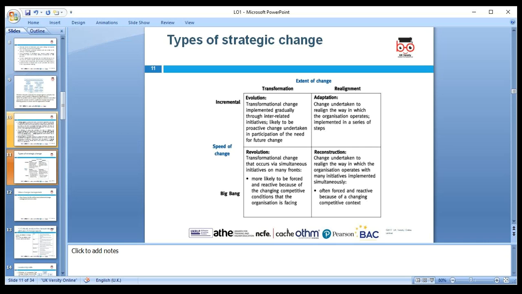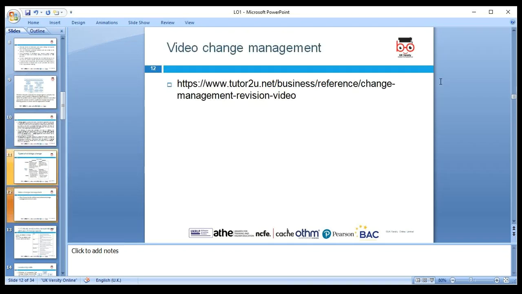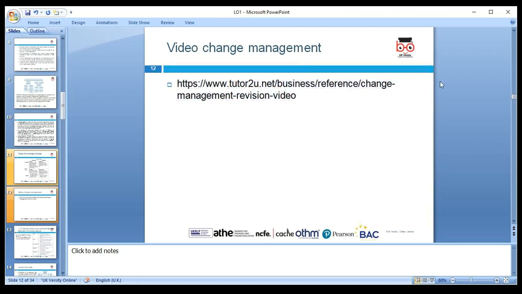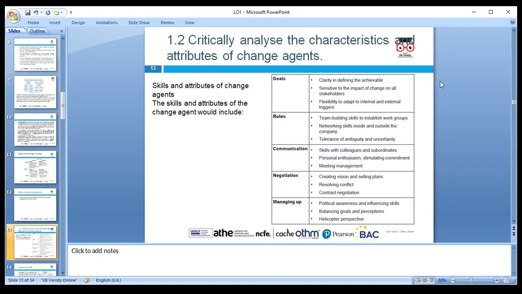Realignment and adaptation is change undertaken to realign the way in which the organization operates, implemented in a series of steps. Reconstruction is change undertaken to realign the way in which the organization operates, with many initiatives implemented simultaneously, and is often forced and reactive because of a changing competitive environment. That's what we need to look at. So guys, I suggest this video is good to be watched about change, please watch it before the next lesson, and write down the points which we will discuss during our next lesson.